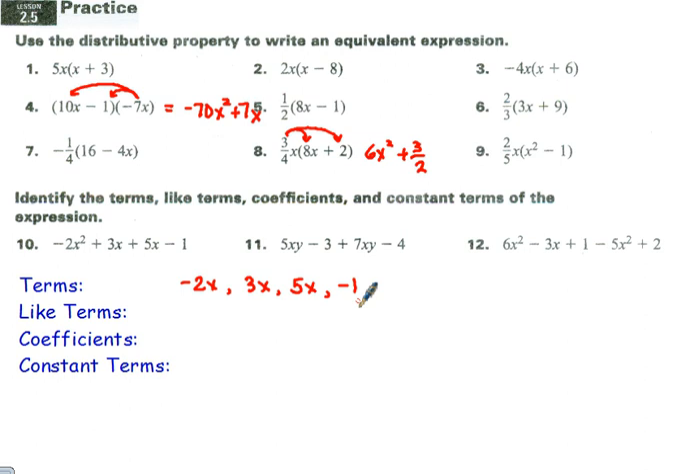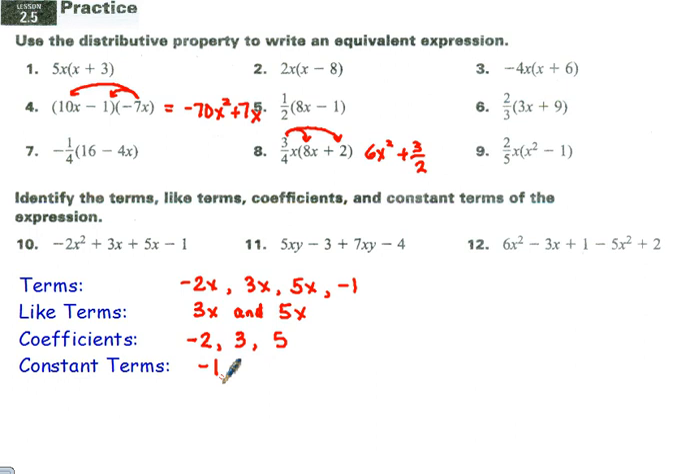There are like terms as well. Remember like terms? There's only a pair of like terms, and that one pair would be the 3x that can be paired up with 5x. And those are the only like terms that are available in problem number 10. Coefficients, there's actually 3. There's a coefficient of -2, a coefficient of 3, and a coefficient of 5. Remember, just to list. And constant terms, I'm looking at the number -1.